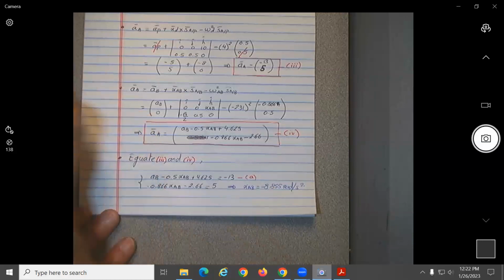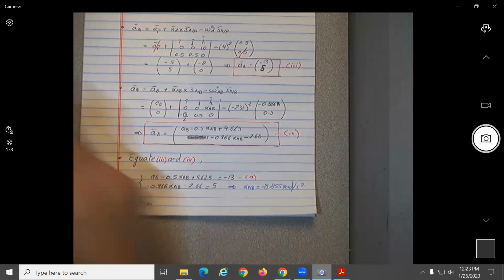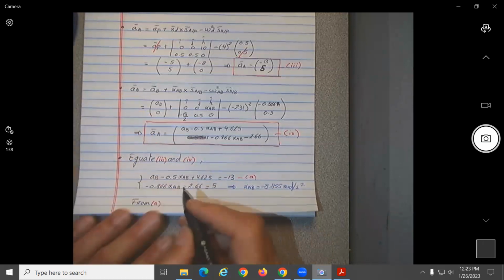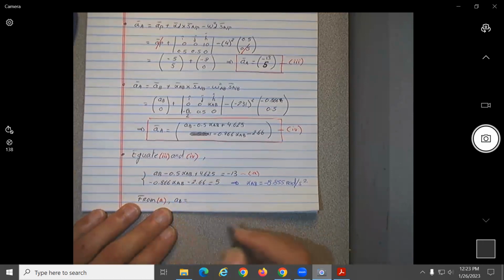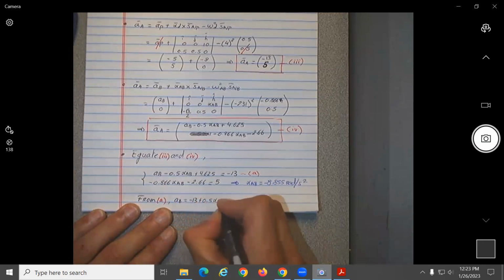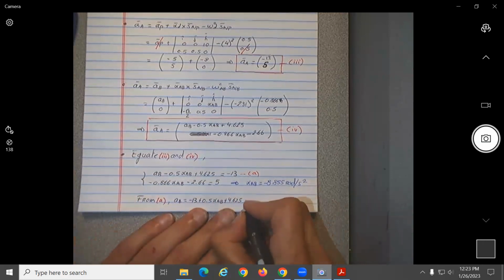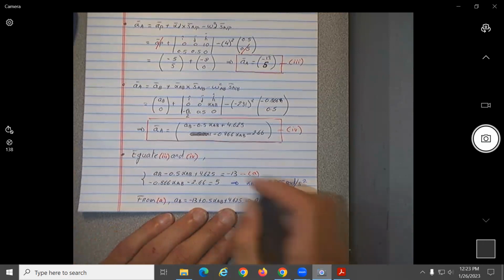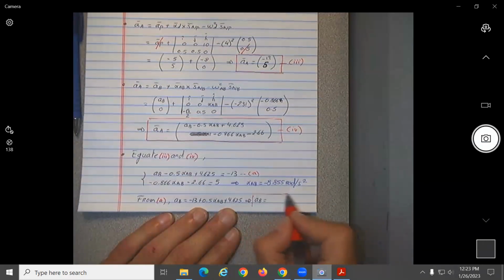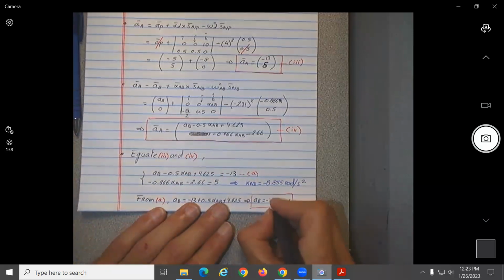So now that we have this, we can calculate A sub B. A sub B will be equal to negative 13 plus 0.5 alpha AB plus 4.625, which is what? Negative 13.19. We have negative 13.2, it doesn't matter at this stage.